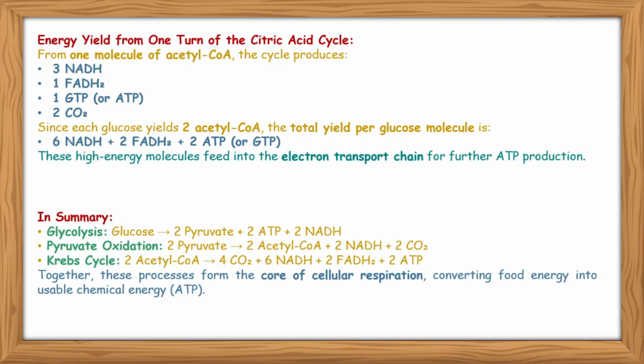In summary, glycolysis takes glucose to pyruvate: 2 molecules of pyruvate, 2 molecules of ATP, 2 molecules of NADH are produced. After pyruvate oxidation, we gain 2 molecules of acetyl CoA, 2 molecules of NADH and 2 molecules of CO2. Then 2 molecules of acetyl CoA enter the Krebs cycle and produce 4 molecules of carbon dioxide, 6 molecules of NADH, 2 molecules of FADH₂ and 2 ATP. Together, these processes form the core of cellular respiration, converting food energy into usable chemical energy or ATP.